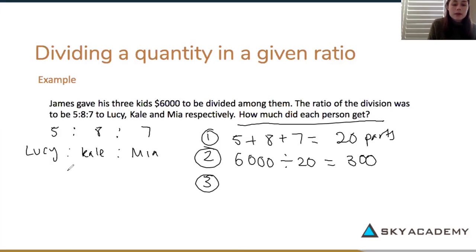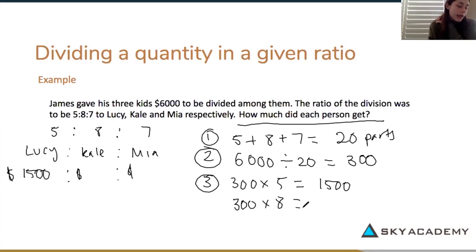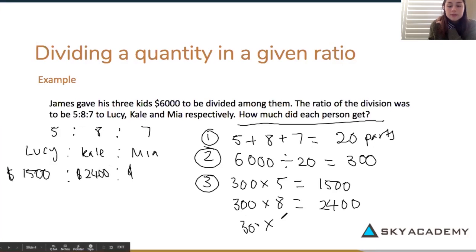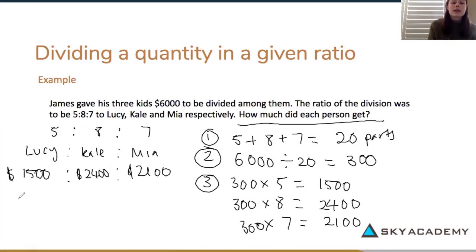And then I'm going to write them here so I know how much money each person gets. So 300 times 5 for Lucy is going to be 1,500. 300 times 8 for Kale is going to be 2,400. And 300 times 7 for Mia is going to be 2,100. And so that's how much each person is going to get according to the ratio.